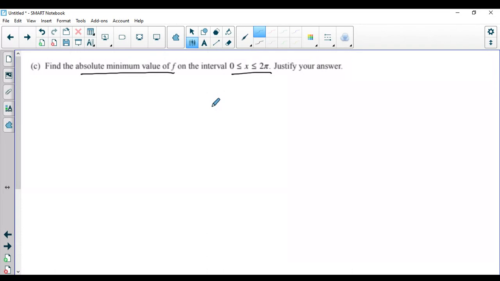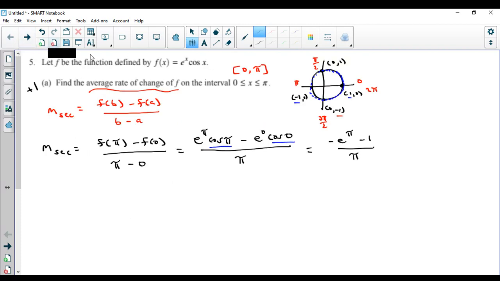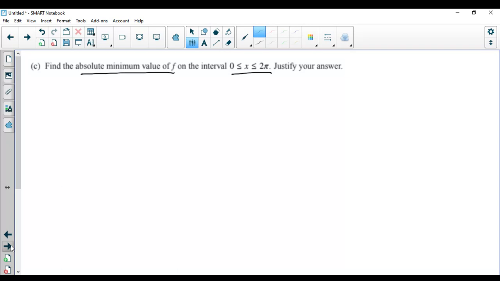So how do you find absolute extrema of a continuous function on a closed interval? Well, first off, how do you know the function's continuous? We should know that e to the x is a continuous function, right? We can trace it without lifting up our pen. And cosine x is a continuous function. If you take 2 continuous functions and multiply them, there's a theorem that says your product function is also going to be continuous. So we have a continuous function on a closed interval. What does that tell us? The extreme value theorem guarantees that we're going to have an absolute max and an absolute min.